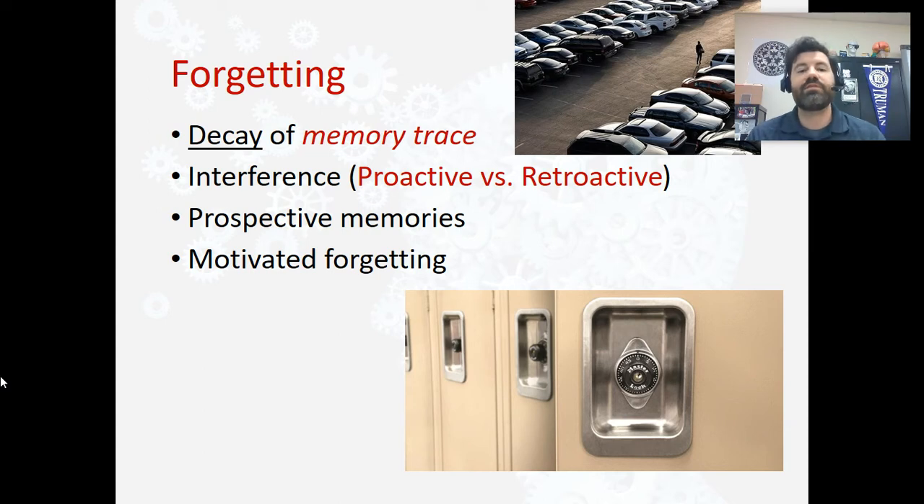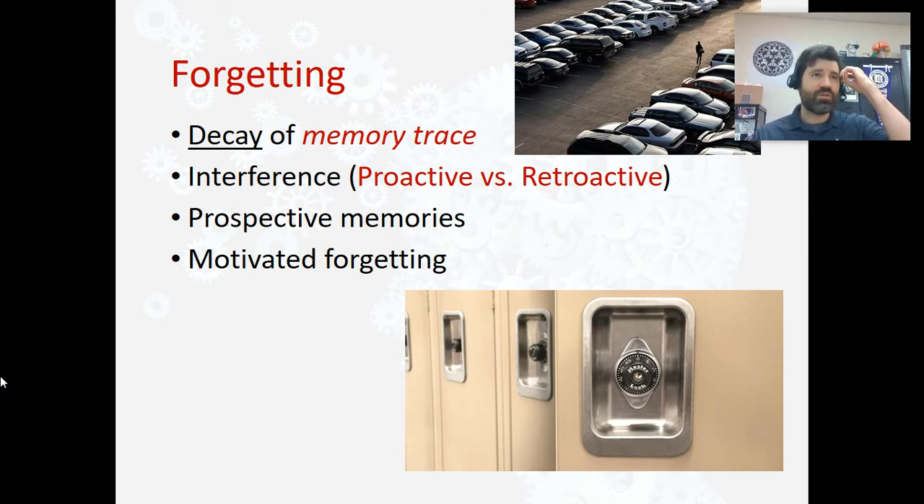That's what we call proactive interference. The old information keeps getting in the way with you trying to remember something new. We also have retroactive interference, which is the exact opposite. Retroactive interference is when new information is interfering with your ability to remember something older, right?